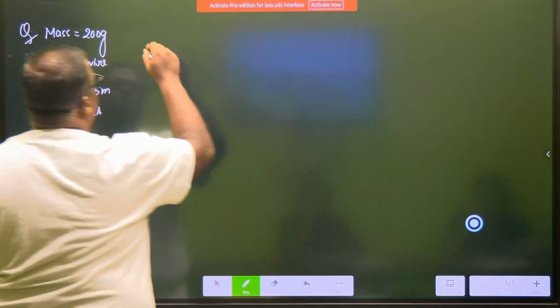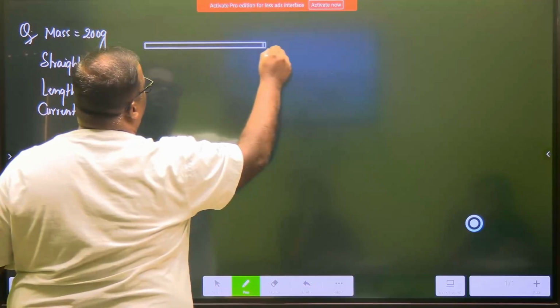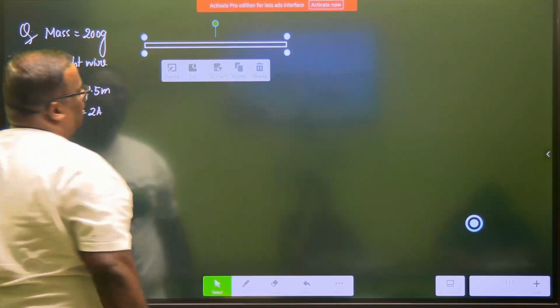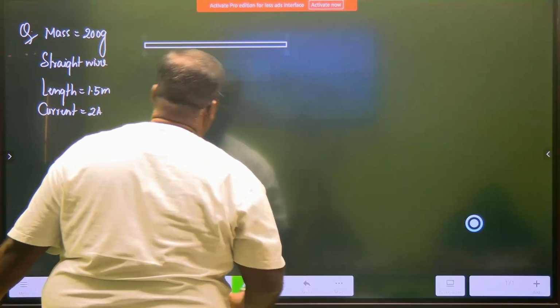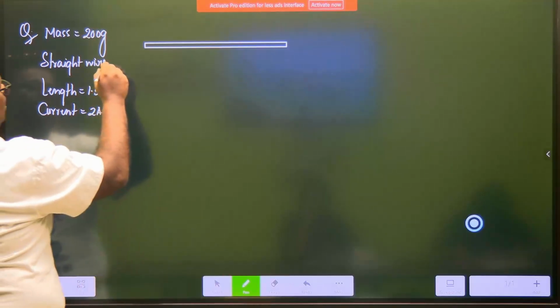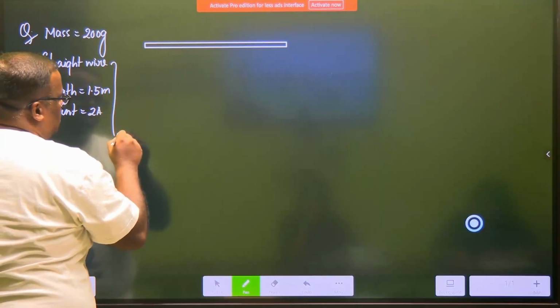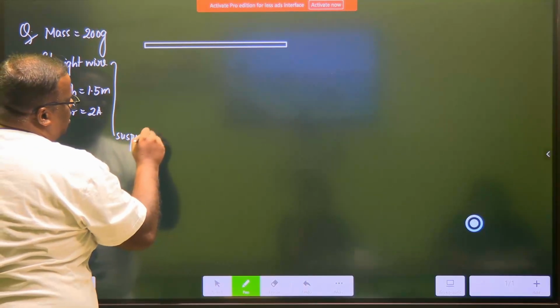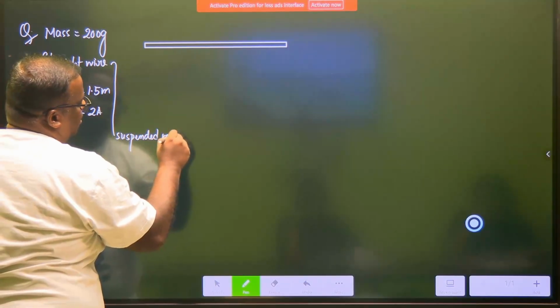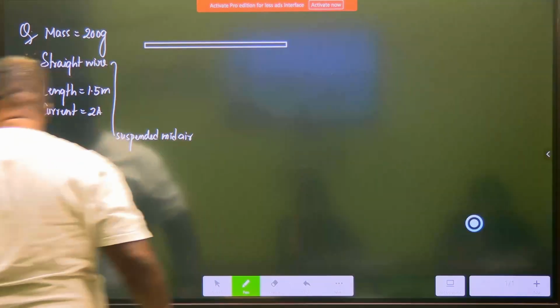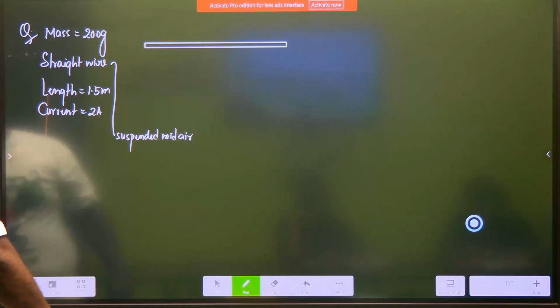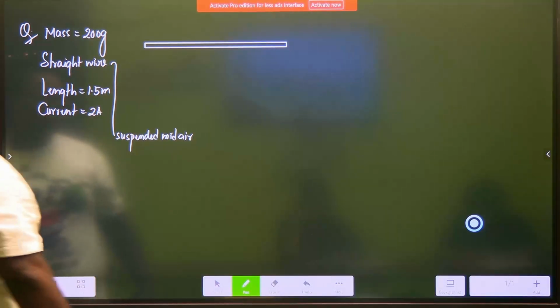That means, let's say this is a wire. The wire is actually suspended. It is hanging. So this is a suspended midair straight wire. And further we say it is suspended midair by a uniform horizontal magnetic field.